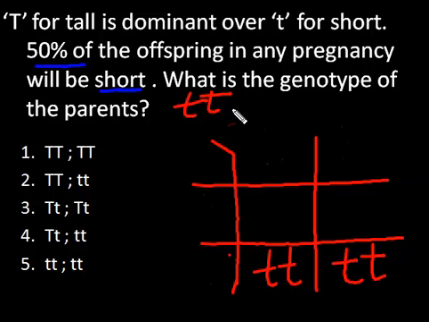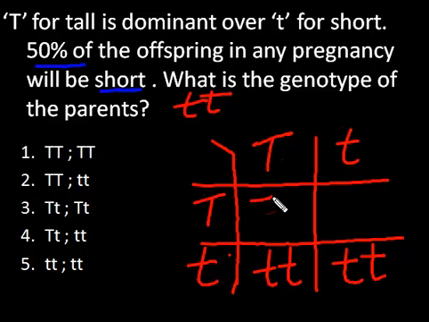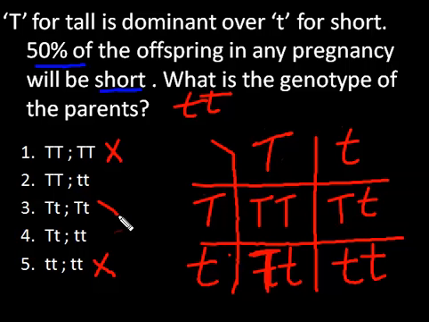So let's say both parents are heterozygous, so they have one tall gene and one short gene. Let's see what the combinations will be. Then only 25% would be short. So this doesn't fit. Both parents being heterozygous also does not work.